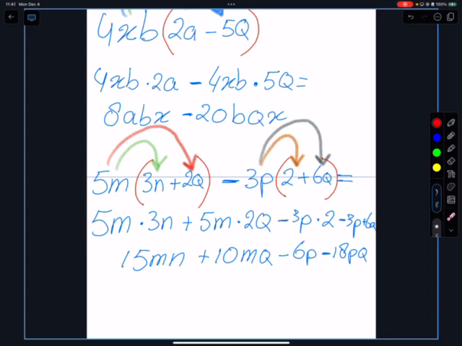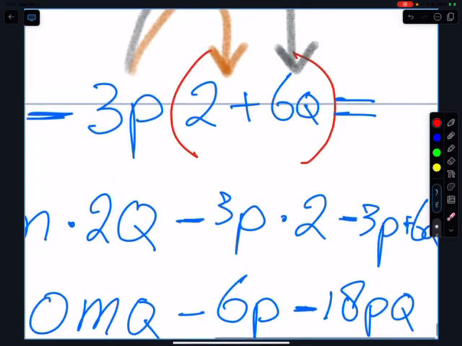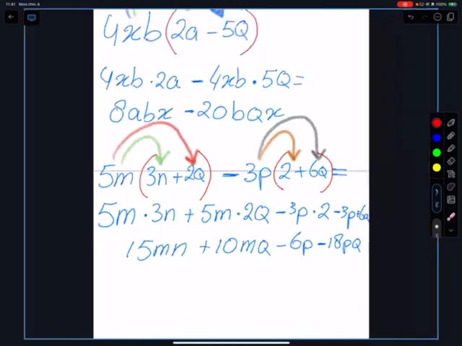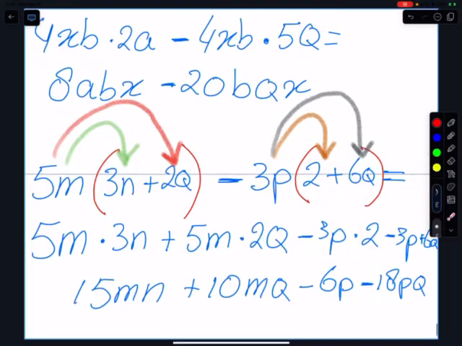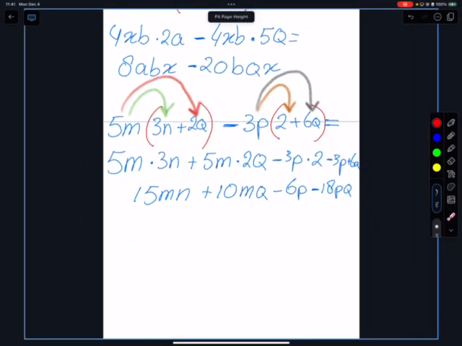Negative times positive is negative. It's small to see, but here, plus. This is your final answer.